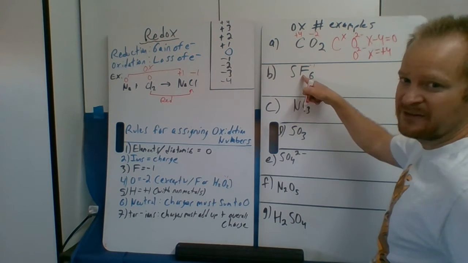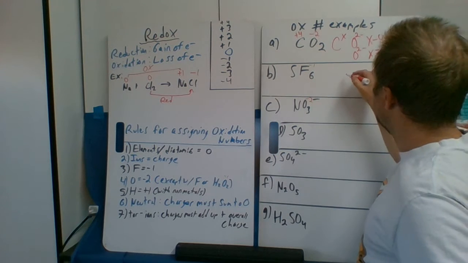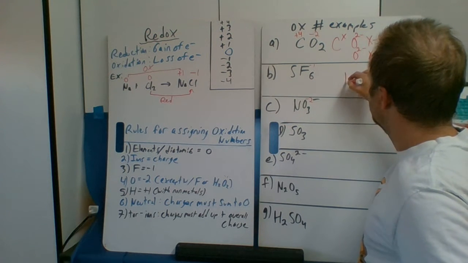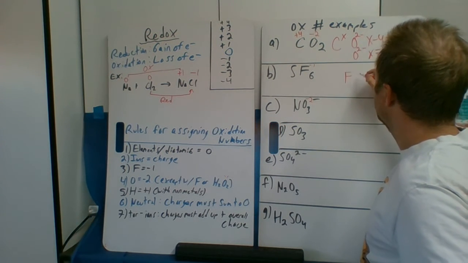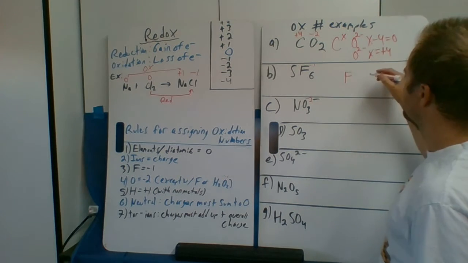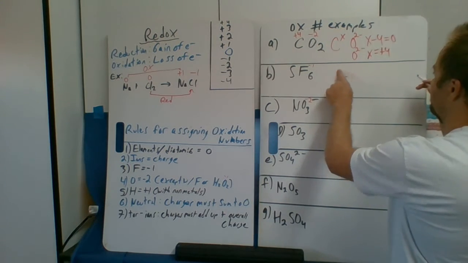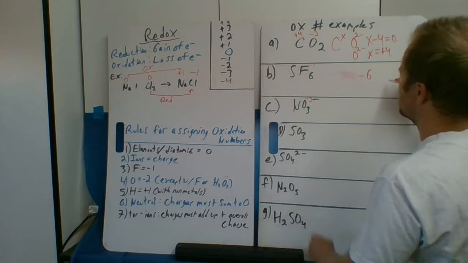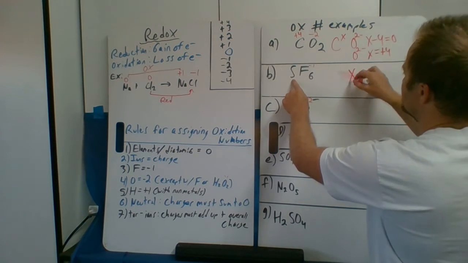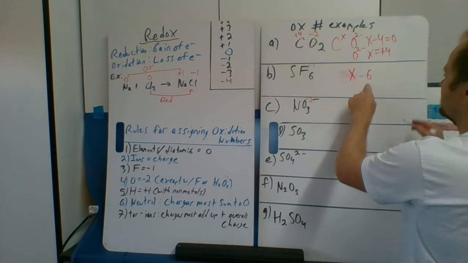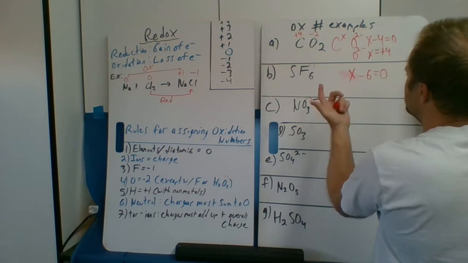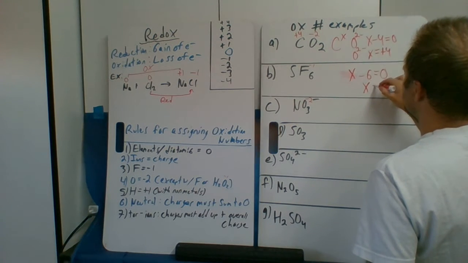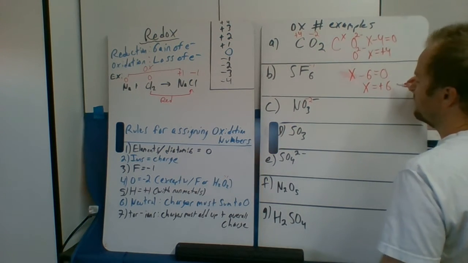So fluorine's -1 and there's 6 of them. So I'm not going to put down F, I'm just going to put down -6. And then we don't know what S is, and there's 1 of them. So X minus 6, it's neutral, is 0. That means X would have to be +6.